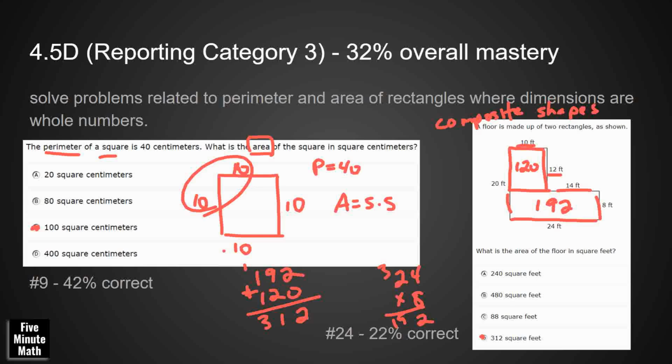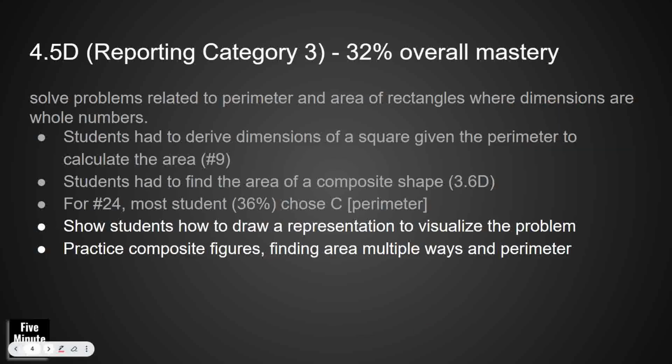And so what does this mean for us, and why did students struggle? Well, students had to derive the dimensions of a square given the perimeter to calculate the area of number 9. So you had to use the perimeter to find the area. That's a different type of connection, because a lot of times students learn this one at a time. It's either area or it's perimeter. Now they had to navigate between both of them. And then the area of the composite shape was definitely difficult, and that's standard 3.6D, like I said. That's a third grade standard.